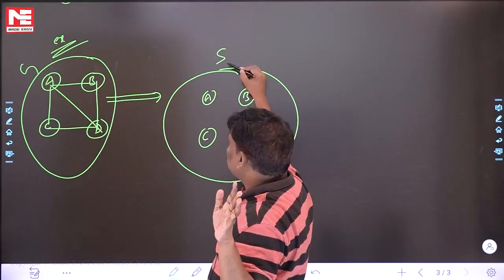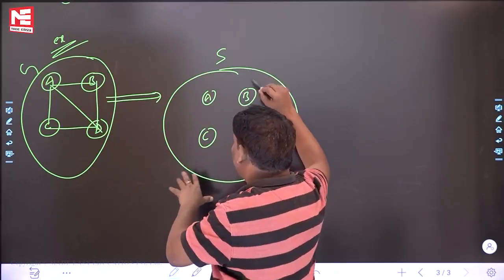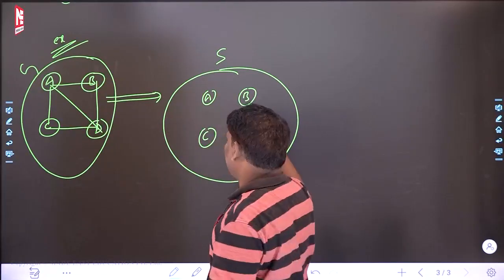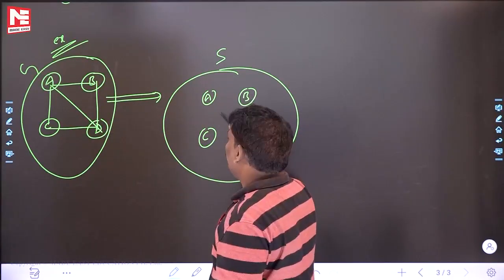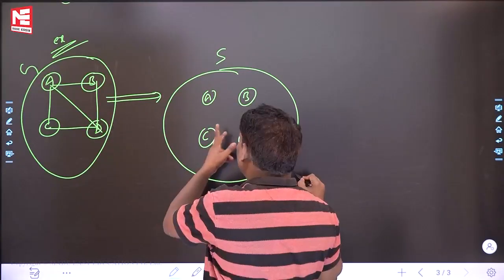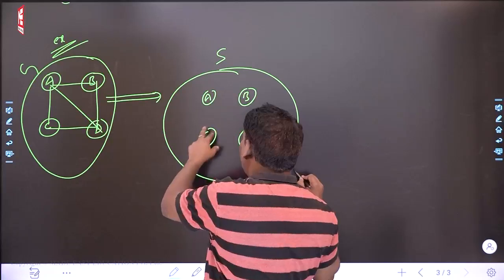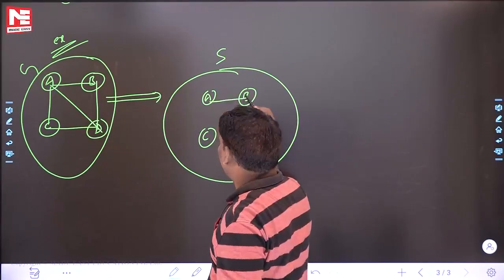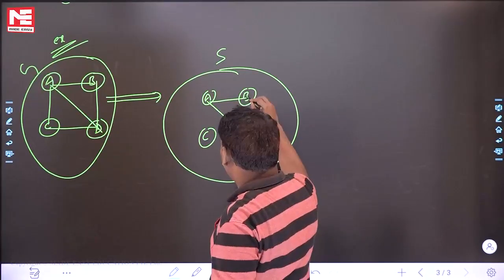S is a subgraph of the given graph G. Then I can say S is a spanning tree if, first, S contains all vertices of G, and second, S contains V minus 1 edges only. Here V is 4, so 4 minus 1 is 3. Only 3 edges should be there. Let me write the 3 edges: 1, 2, 3.